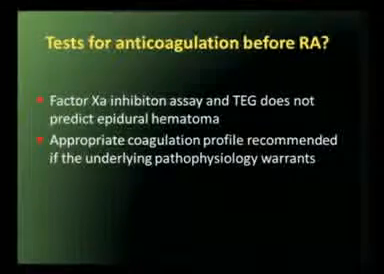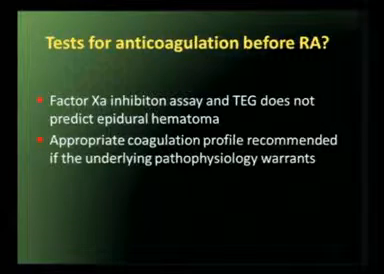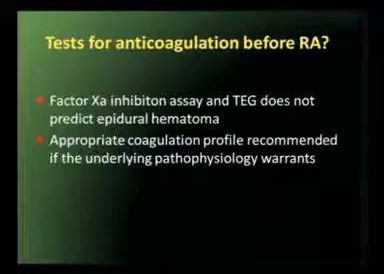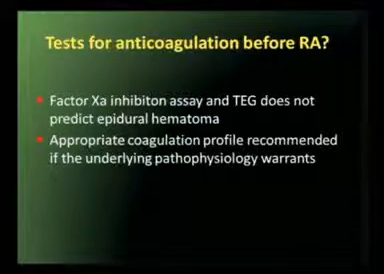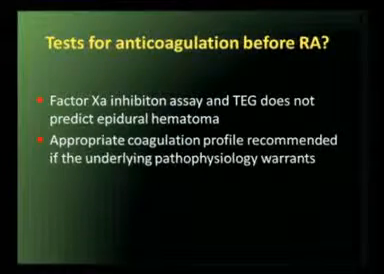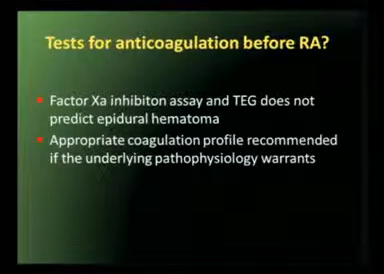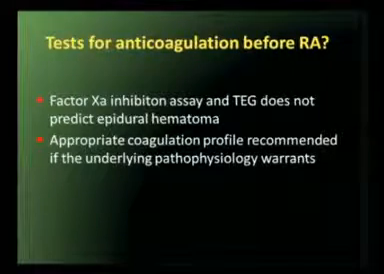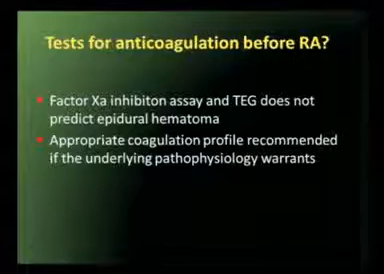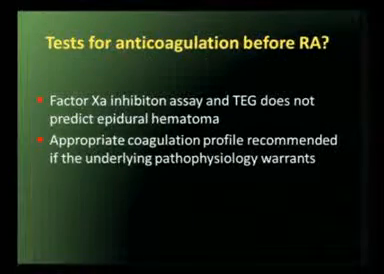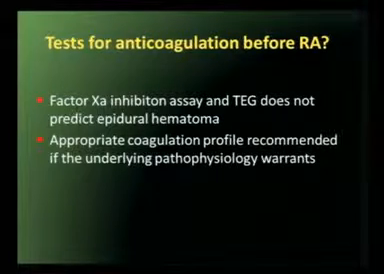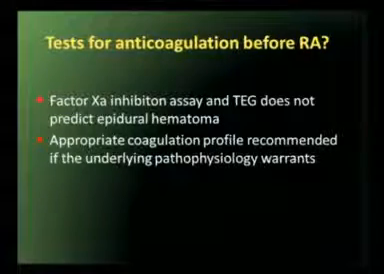of any use. Whether factor Xa inhibition assay is important, yes, it may be important to monitor the therapeutic levels of anticoagulants in the plasma, but it does not predict the incidence of neuraxial hematomas or peripheral nerve hematomas. So factor Xa inhibition assay also is not recommended. Neither does TEG, that is thromboelastography, predict the incidence of hematoma. So they are all not very useful. You just have to go by what the literature says and what your experience says.